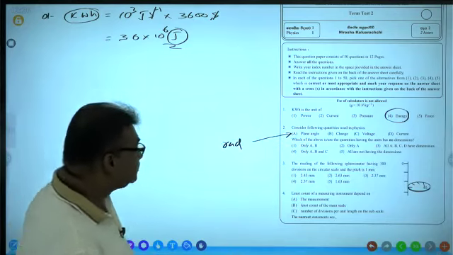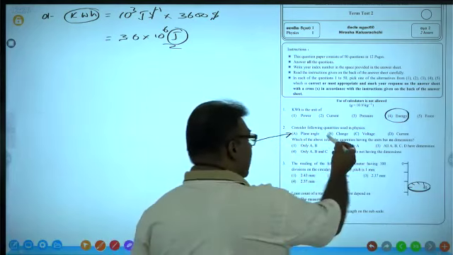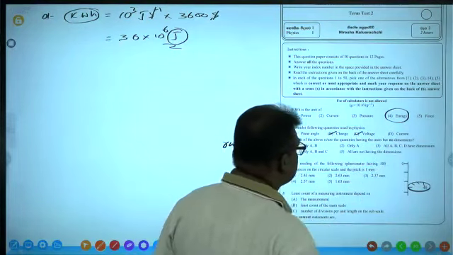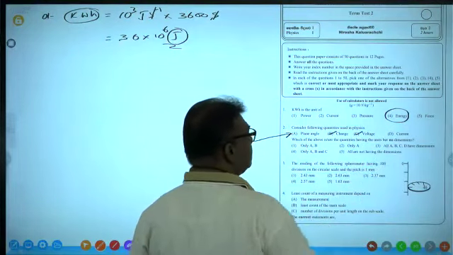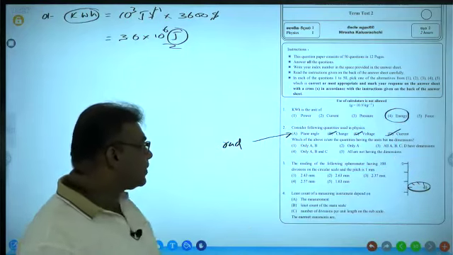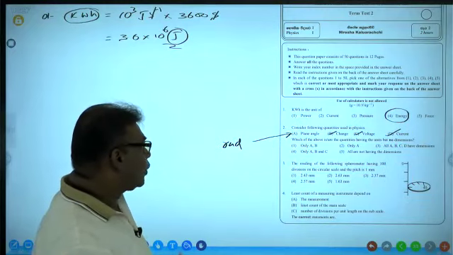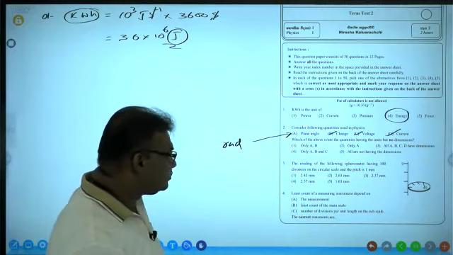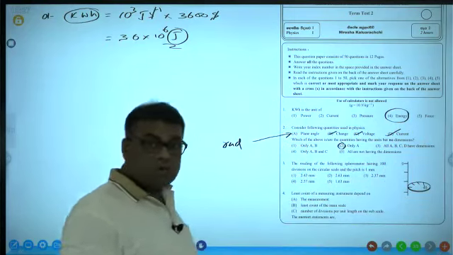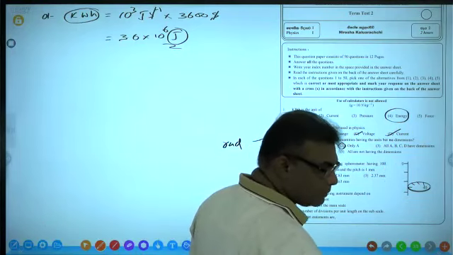Next, charge. Charge does have a dimension. Voltage does have a dimension. And current does have a dimension. They have units as well as dimensions. Then the answer should be the second one. No dimension is only the second answer.